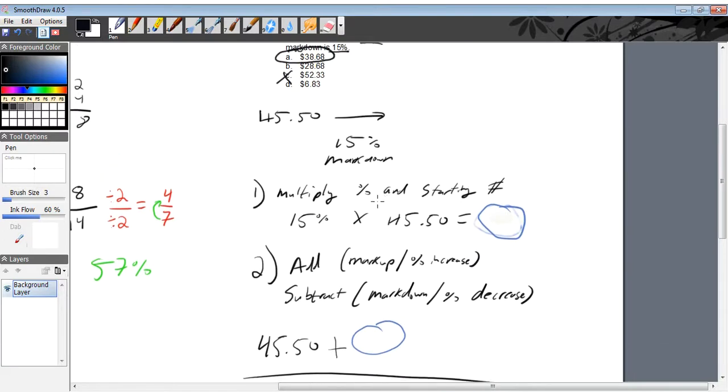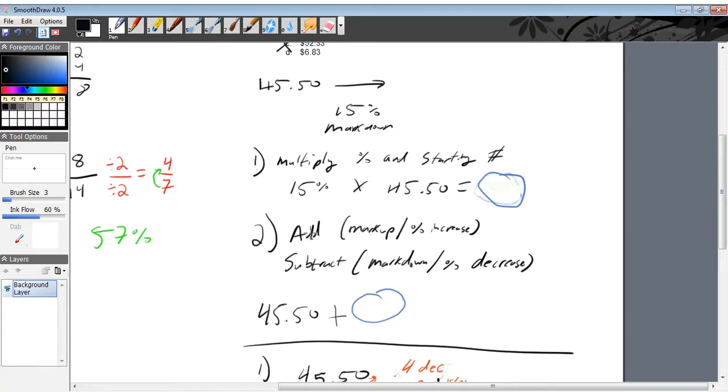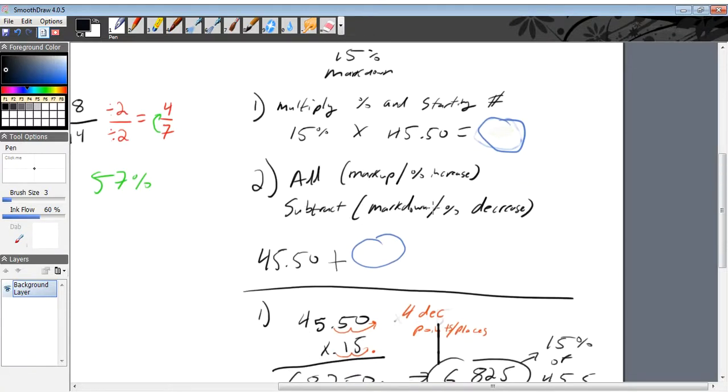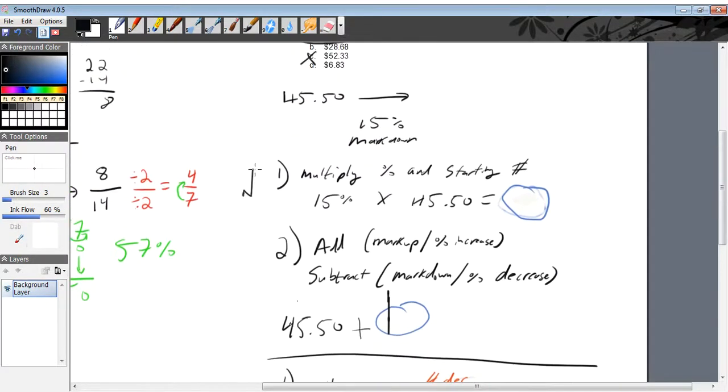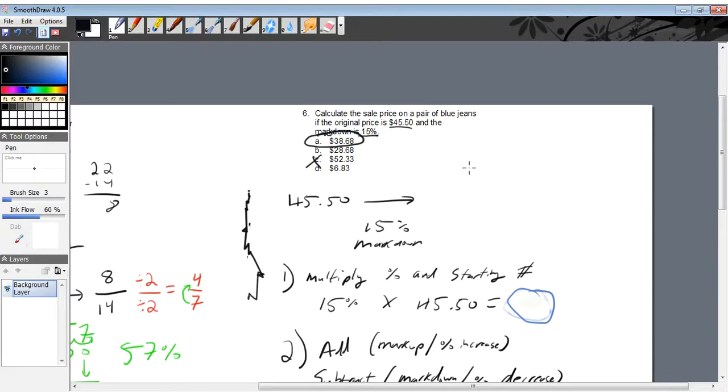So in summary, this is what I did. First step, multiply the percentage in the starting number, add it if it's going to be a percentage increase to the original number, and subtract it if it's going to be a decrease. And that's what I did. For problems, now go ahead and do problems 7, 8, 9, and 10.